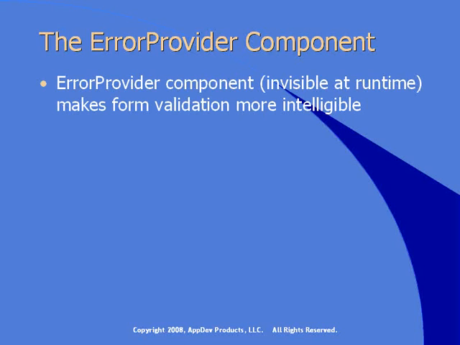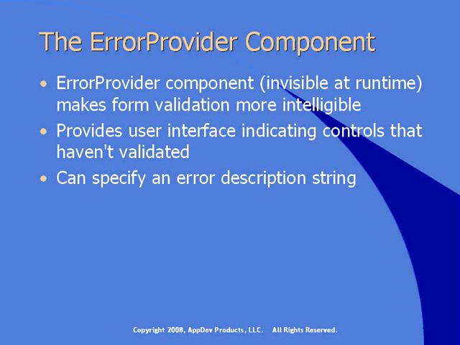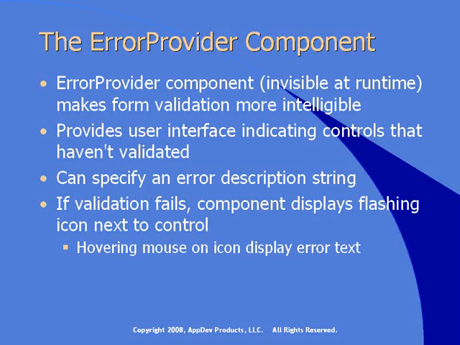The error provider component, which is invisible at runtime unless some error occurs, makes form validation more intelligible. It provides a user interface indicating controls that haven't validated. You can specify an error description string. If the validation fails, the component displays a flashing icon next to the control whose validation failed. And if you hover the mouse on the icon, it will display the error text for that error provider.